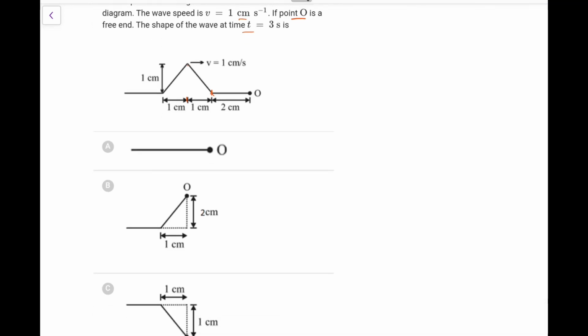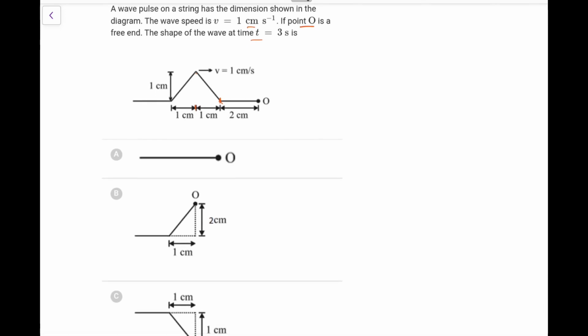Next one. A wave pulse on a string has the dimensions shown in the diagram. The wave speed is 1, and if point O is a free end, what is the shape of the wave at time 3 seconds? First of all, this end will strike at 2 seconds, this end will strike at the 3rd second. So at the 3rd second it is about to strike, so it will remain at that amplitude. Is it a fixed end or a free end? It is a free end, so that end will remain at the top, and this is about to come like this. This is the first one, and because it is reflected without any phase change, it would be going like this.